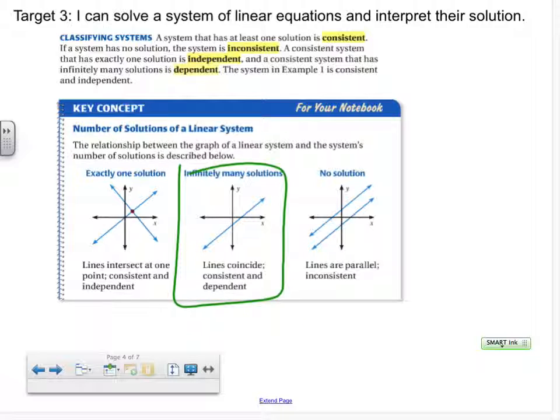And then the third situation is you got 2 lines that never cross, parallel lines. This is called an inconsistent system because there's no solutions. Nothing works in both lines. You might find something that works in one, but not the other.